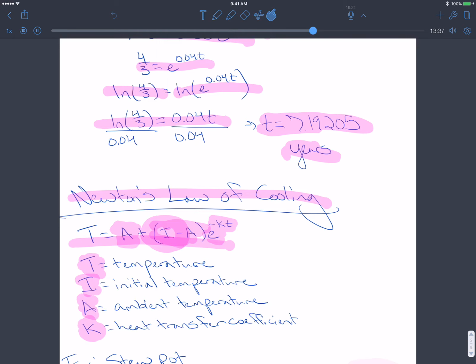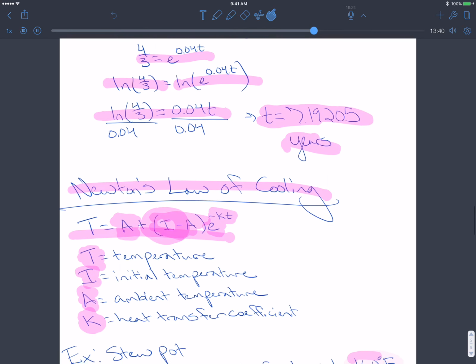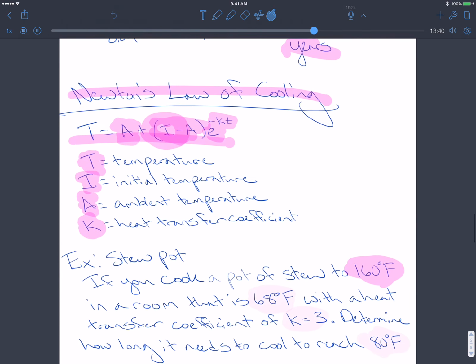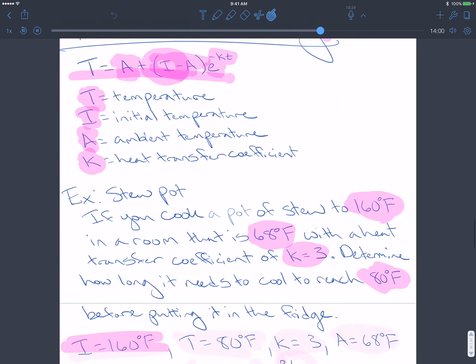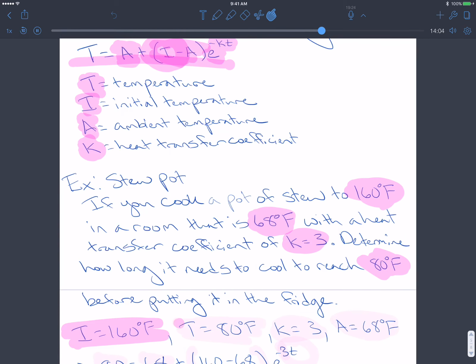So let's look at an example of a stew pot. Say you cooked a pot of stew up to 160 degrees Fahrenheit, in a room that is currently 68 degrees Fahrenheit, we'll assume that that's evenly distributed, and a heat transfer coefficient of k equal to 3. Determine how long it needs to cool before it reaches 80 degrees, so that you could put it back in the fridge. So the initial temperature is that 160. The temperature we want it to reach, T, is that 80. k was given as 3. And the ambient temperature is given as 68 degrees.